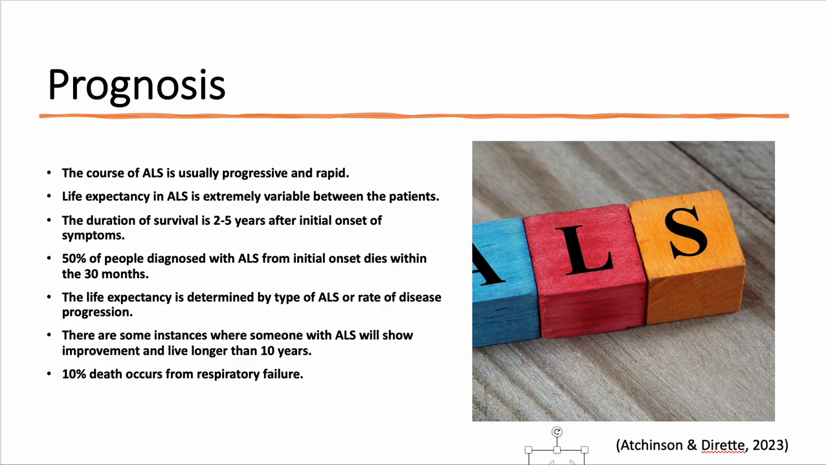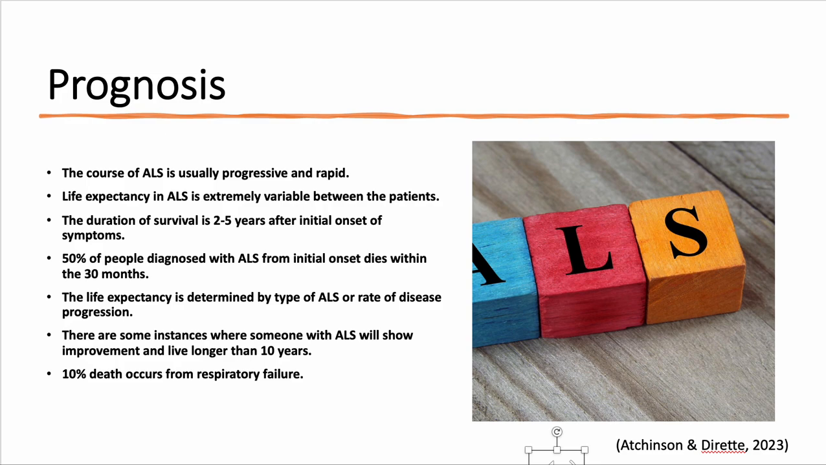Prognosis. The course of ALS is usually progressive and rapid. Life expectancy in ALS is extremely variable between patients. The duration of survival is 2 to 5 years after the initial onset of symptoms. 50% of the people diagnosed with ALS die within the first 30 months from initial onset.